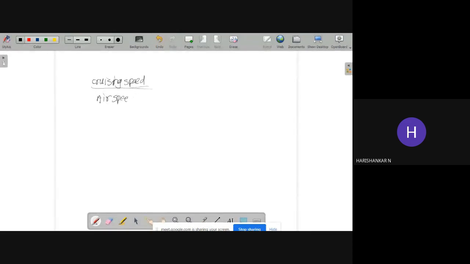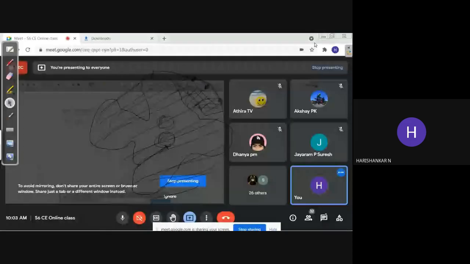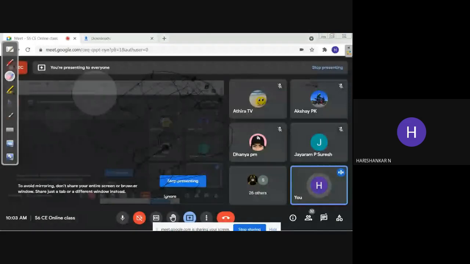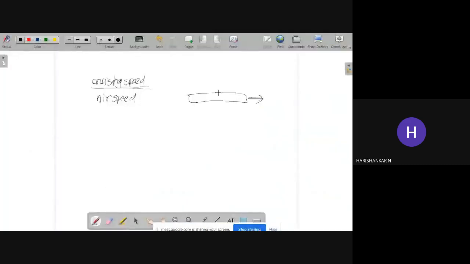Suppose you have an aircraft like this, and it is moving, so it has a speed with respect to the ground. That speed is known as the cruising speed, because the ground is static compared to the moving aircraft. So here there will be some velocity, like 500 km per hour or 800 km per hour.